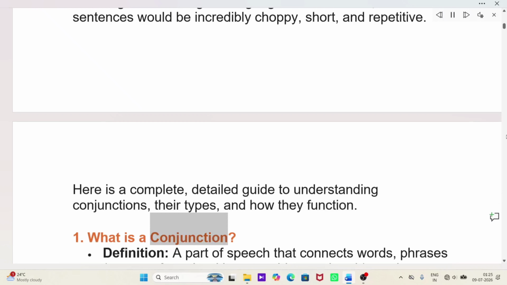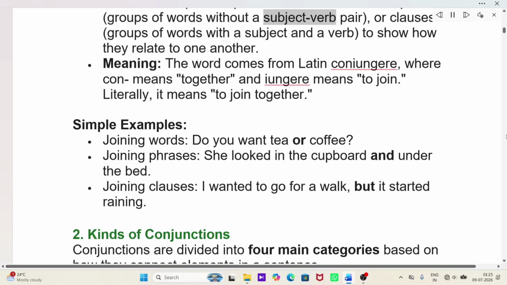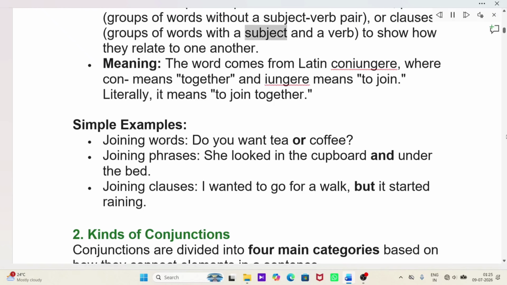1. What is a conjunction? Definition: a part of speech that connects words, phrases (groups of words without a subject-verb pair), or clauses (groups of words with a subject and a verb), to show how they relate to one another. Meaning: the word comes from Latin coniungere, where con means together and iungere means to join. Literally, it means to join together.